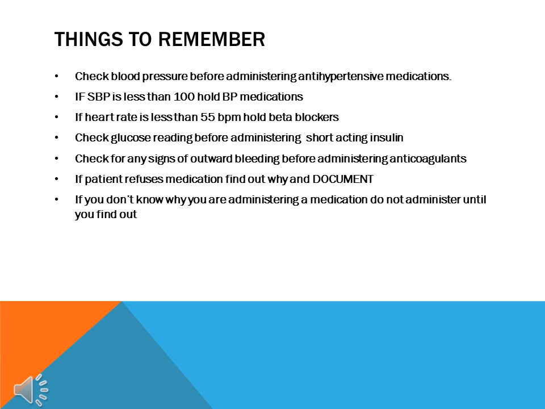Check the blood glucose reading before administering short-acting insulin. Check for any signs of outward bleeding before administering any anticoagulants. If the patient refuses medication, find out why and make sure you document this in your charting. If you don't know why you are administering a medication, please do not administer until you find out why, because that is a medication error. If you don't know why you're administering a medication, you should not be administering that medication.